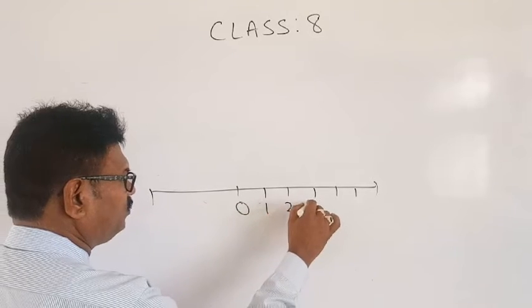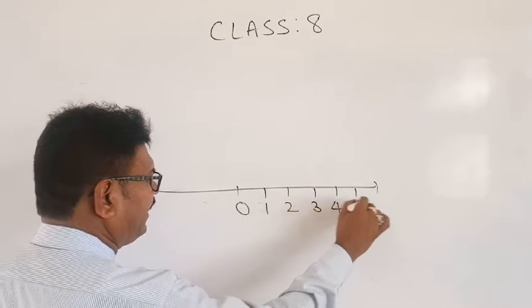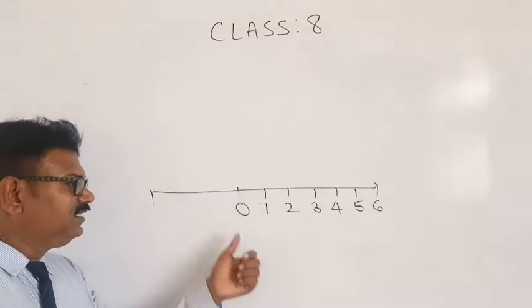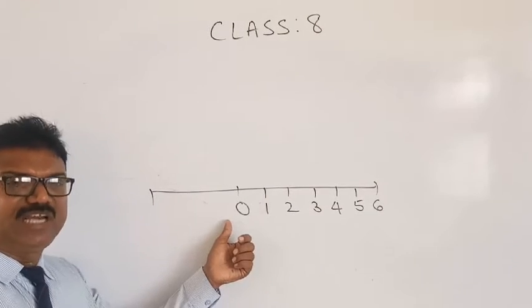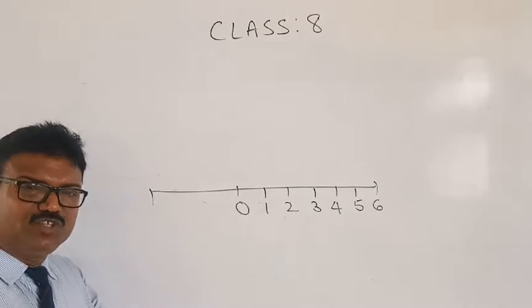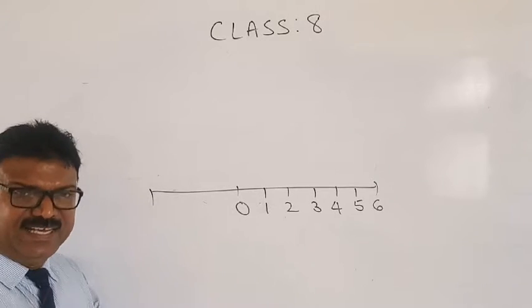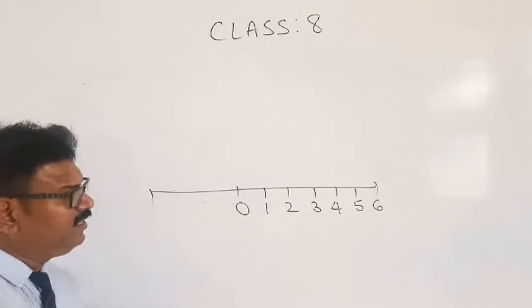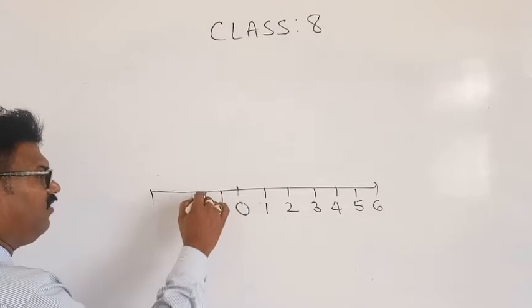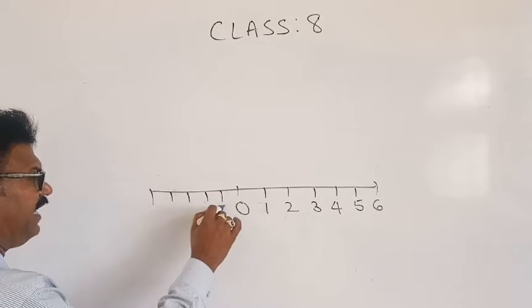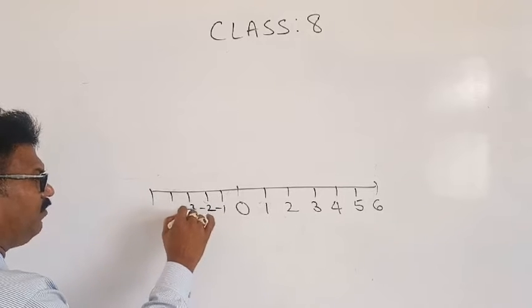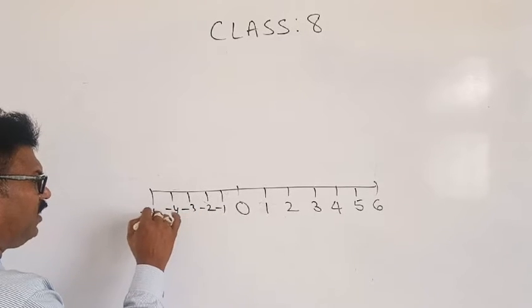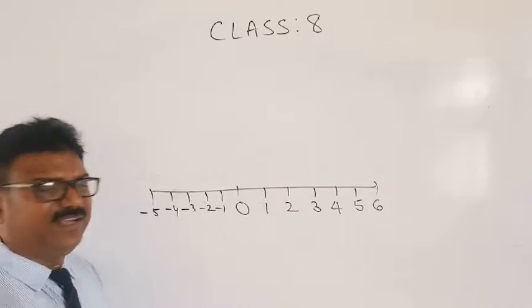1, 2, 3, 4, 5, 6. 0 is nothing but neutral. Neutral means there is no plus, there is no minus. Everything will start from here only. Now if you count on the left side, all will be minus: minus 1, minus 2, minus 3, minus 4 and minus 5.